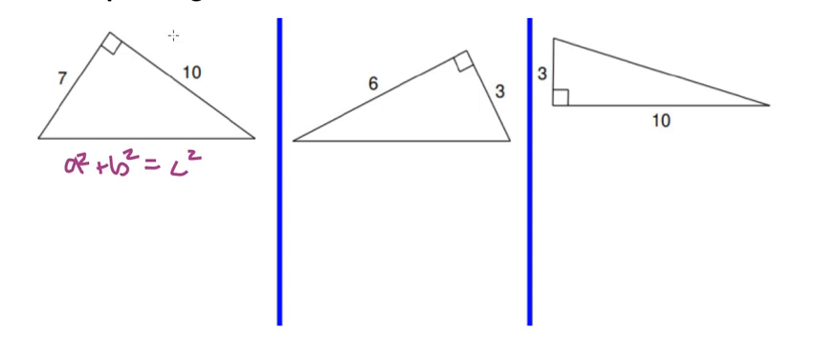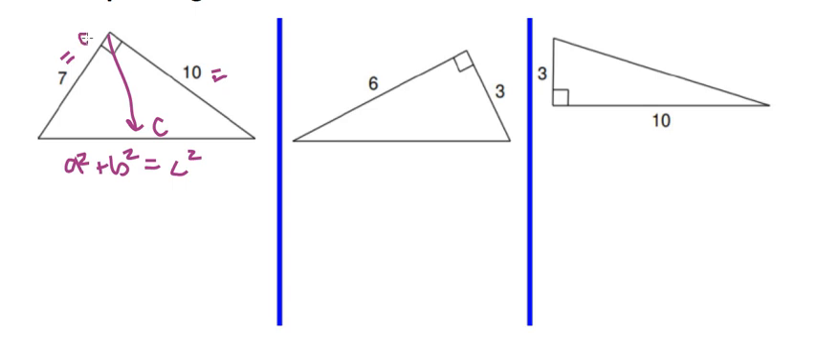Now, anytime I start a problem, I have to figure out, am I finding a leg or am I finding the hypotenuse? Well, here's my right angle. Across from it is this side length. This is the side length I don't know, so it is C because it's across from the right angle. Because the one across from the right angle is C, that means these are A and B. It does not matter which is which, as long as you know which one is C.